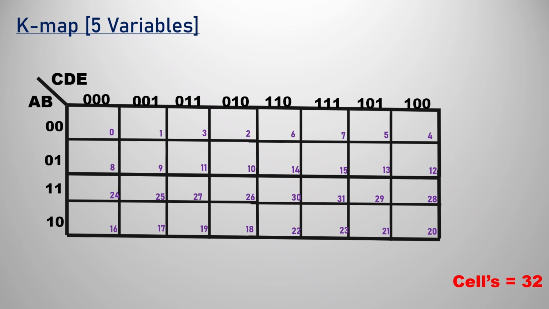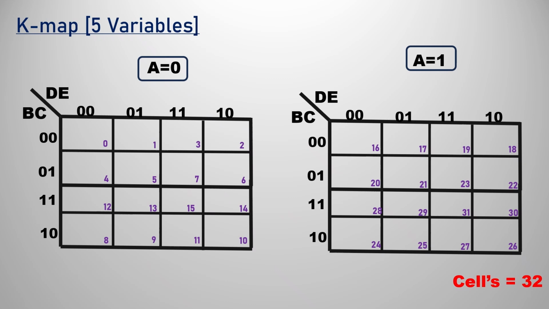You have to fill each individual box with the decimal numbers. Consider the binary values of A, B, C, D, E in each box. In the first box, 0, 0, 0, 0, 0 is 0 only, not multiplication, just written together, so that is 0. If you consider the last box, that is 1, 0, 1, 0, 0, which is 20 in decimal. Likewise we have to fill all the boxes with the equivalent decimal numbers.